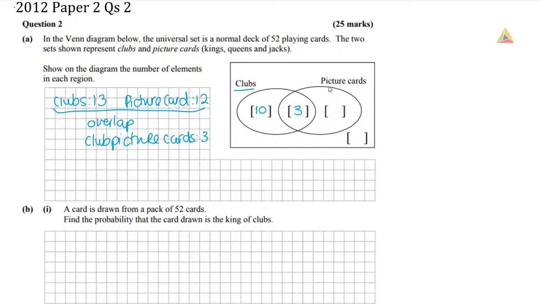And the whole oval here marked picture cards has to add up to 12. We have 3 in already, which means we're going to have 9 other picture cards. Now, when we add all these together, we have 10 plus 3 plus 9, so that adds up to give 22. And there are 52 playing cards altogether, which means there are 30 cards that we haven't talked about. And they go out here in this section, which are the ones that are not clubs and not picture cards.